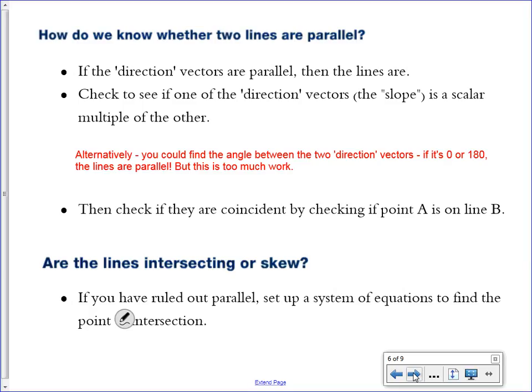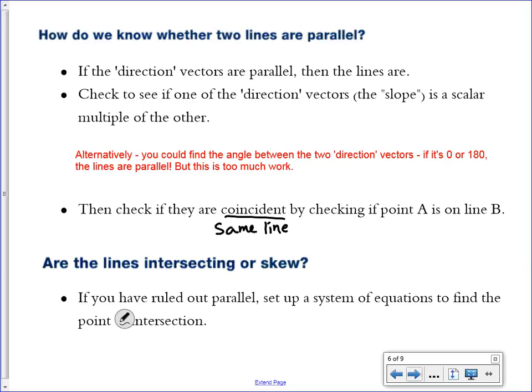Underneath what's in red, it says check also if they are coincident lines. This means not only are they going the same direction, but all the points are actually the same, which would mean that they're actually the same line, just written two different ways, right? Same line twice. To check if they're coincident, you just want to see if the given point from one line is actually on the other line. Because if they have points in common and they go the same direction, then they're actually the same line, not just parallel, but in fact coincident.